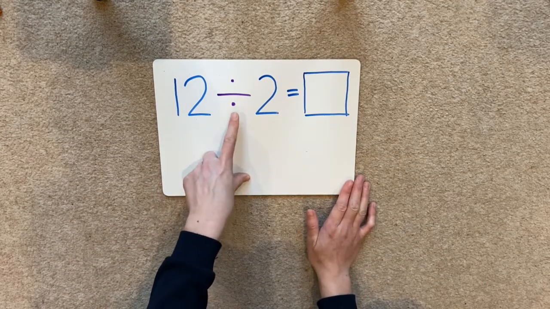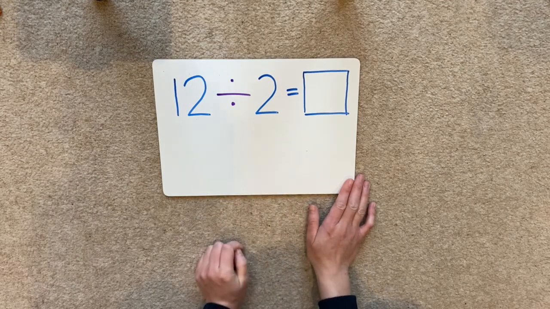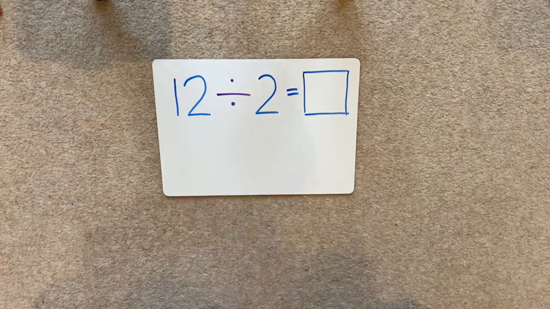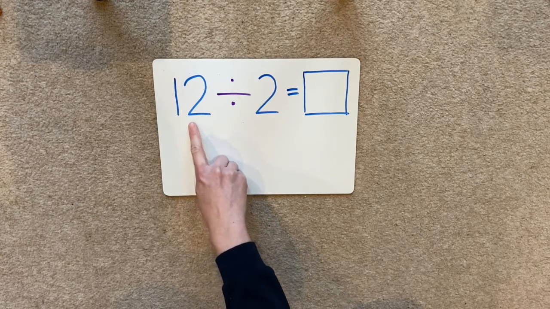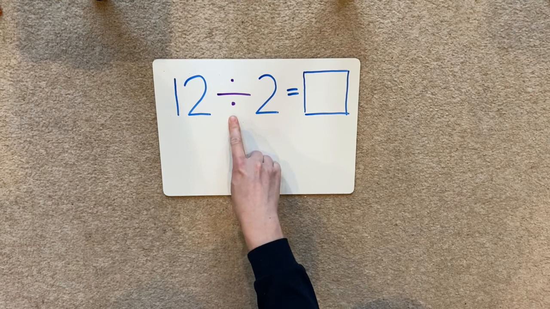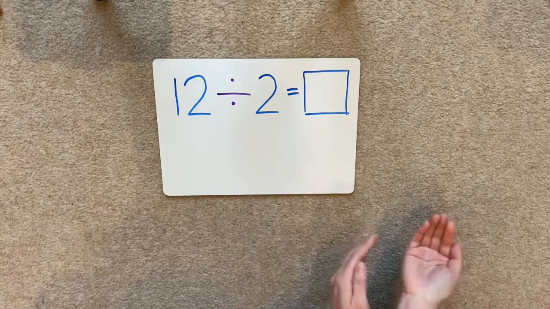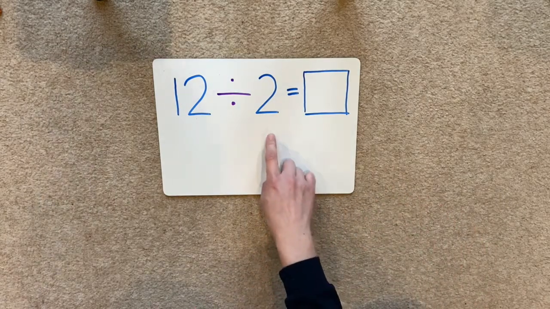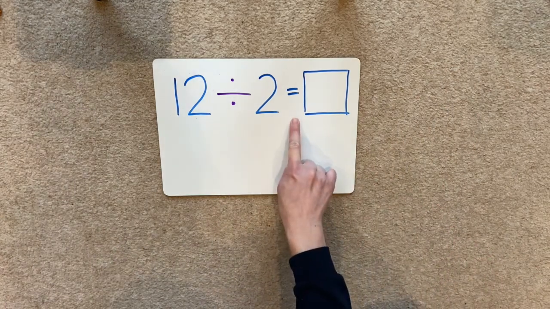12 shared between 2 is the same as something. So let's make up a story about this number sentence. First, we have to know what the numbers mean. In dividing, the first number is the all-together number. It's how many objects we have to start. This means that it's shared between two people or two bowls, or it's shared between two of something.